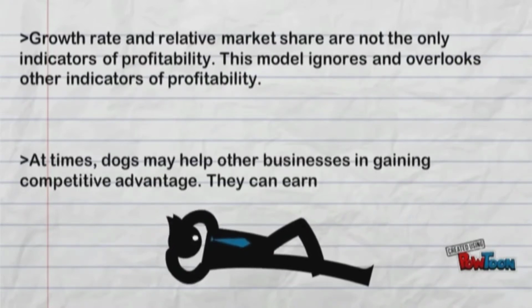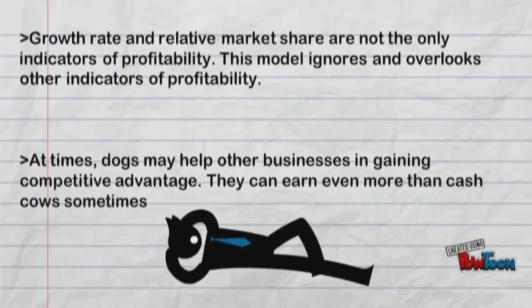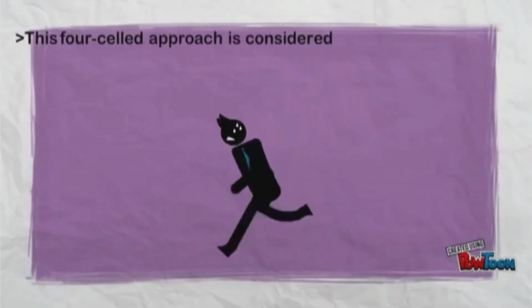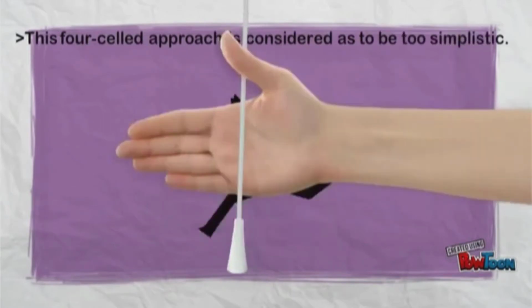At times, dogs may help other businesses in gaining competitive advantage. They can earn more than cash cows sometimes. This four-sales approach is considered to be too simplistic.